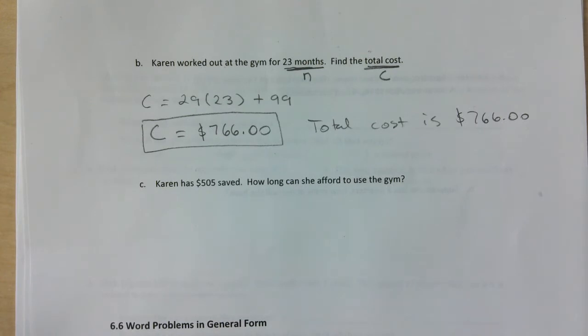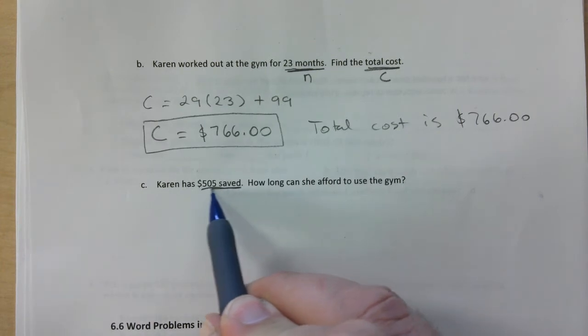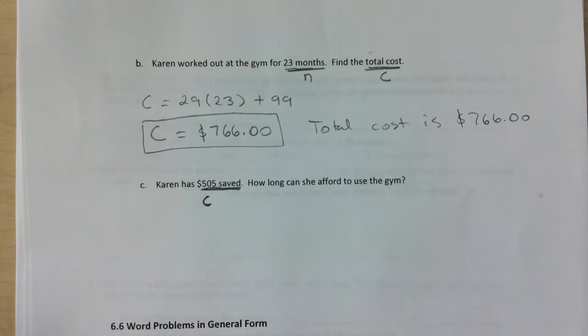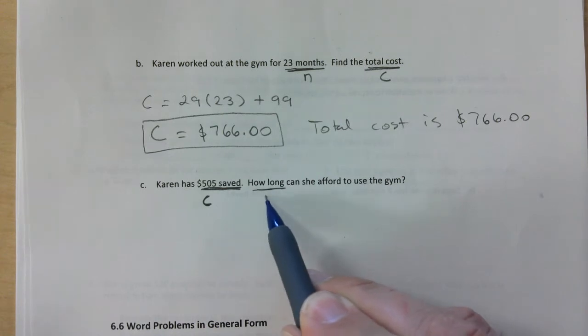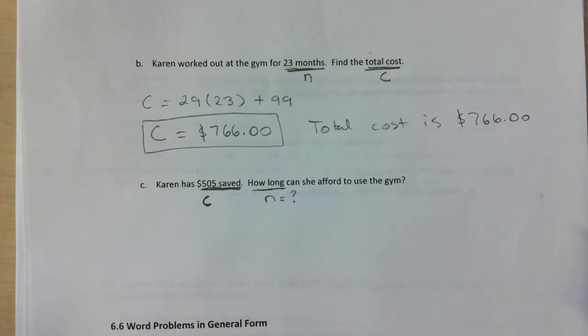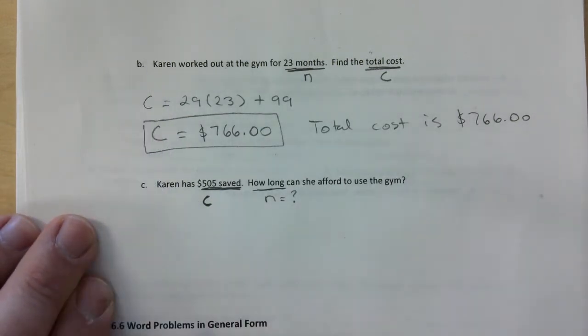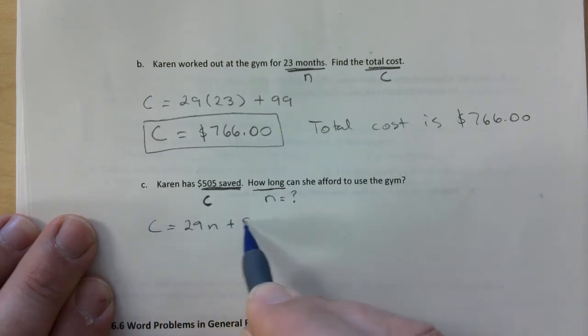So nothing really changes how we write our equations. It's just that now there's a word problem involved. Karen has 505 saved. This is for us the cost that she's willing to incur, right? How long, right? That's your N. That's your unknown there. How long can she afford to use the gym? So we're back to our original equation, right? We substitute, right? C is equal to 29 N plus 99.